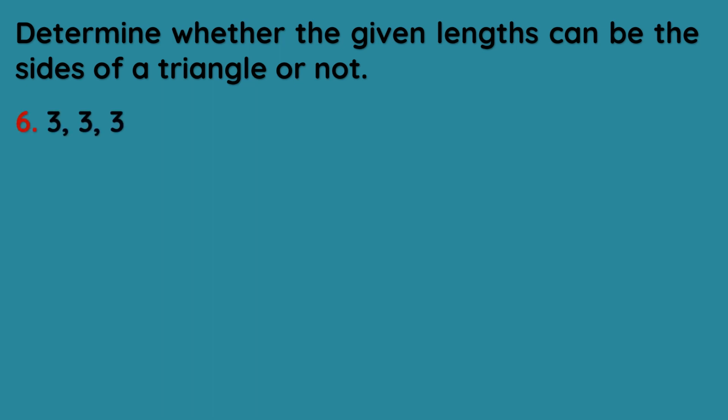The last set is 3, 3, and 3. So all we need to do is to add the two threes and compare it to the third 3. We have 3 plus 3 is greater than 3. Of course, that is 6 is greater than 3. So I don't need to do another because I will just get the same answer, which is 6 is greater than 3. Therefore, we can say that 3, 3, 3 could form a triangle, and the triangle formed is actually an equilateral triangle, a triangle with 3 equal sides.